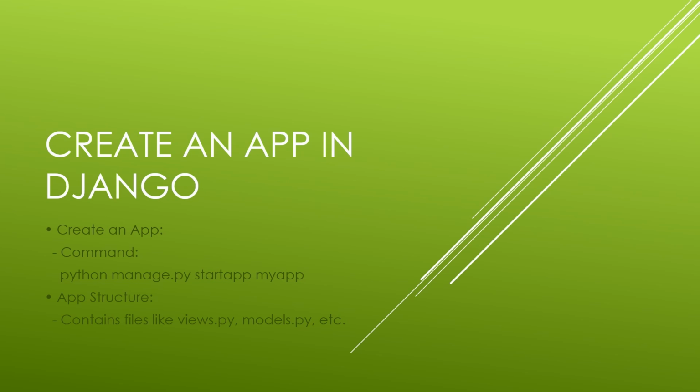Now let's create an app within our Django project. An app is a smaller functional module that you can use across different projects. To create an app, run the command python manage.py startapp myapp. This will generate the necessary files for your app, including models, views, and URLs.